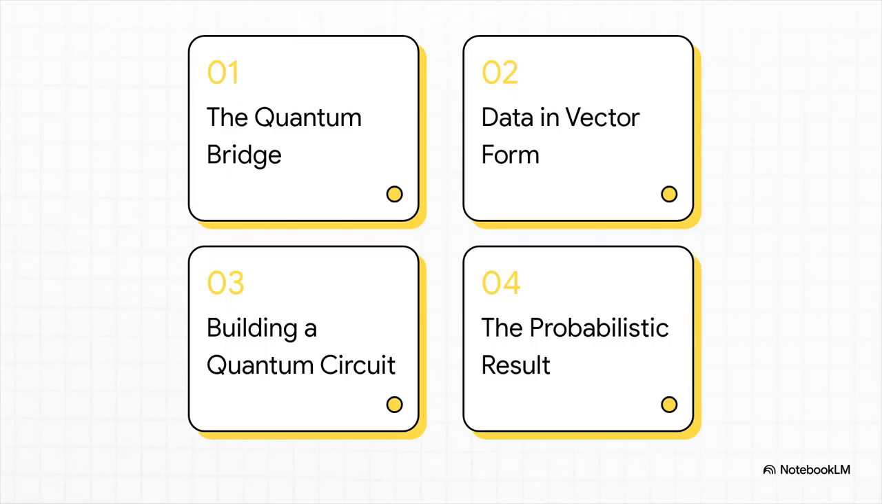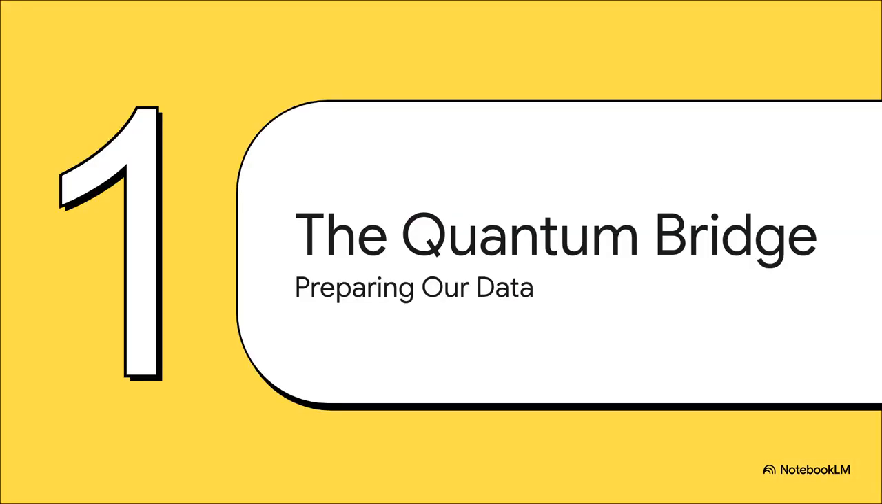So here's how we're going to break it down. We'll cover this in 4 stages. First, we'll talk about this idea of the bridge itself. Then we'll get our hands dirty with data and vectors. After that, we'll actually build a quantum circuit from scratch. And finally, we'll get to see the really cool part, the probabilistic result. Okay, let's dive right into section 1, the quantum bridge.